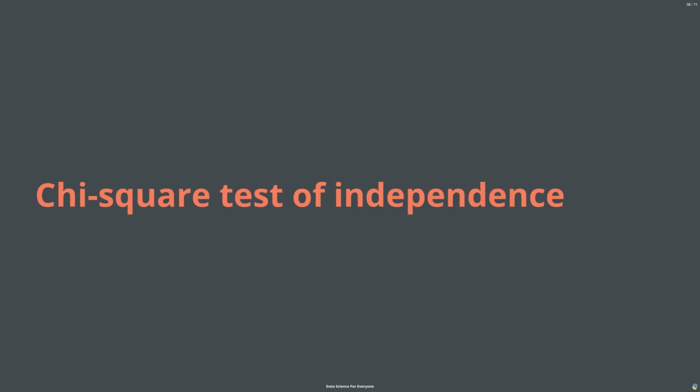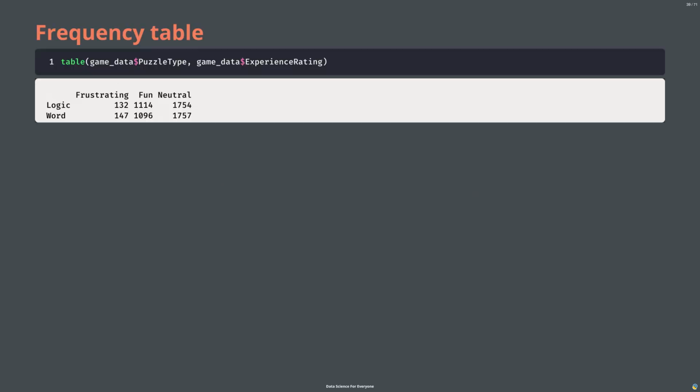The chi.sq test of independence is used when we want to see if there's a relationship between two categorical variables. Let's say we ran a study where two groups of people were asked to solve puzzles. One group worked on word puzzles and the other on logic puzzles. After finishing, we asked each participant how they felt about their experience. Did they find the puzzle fun, neutral, or frustrating?